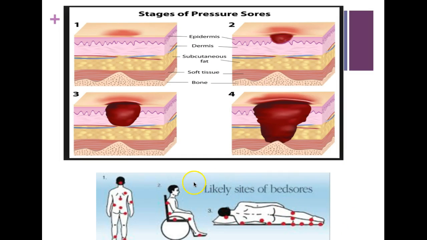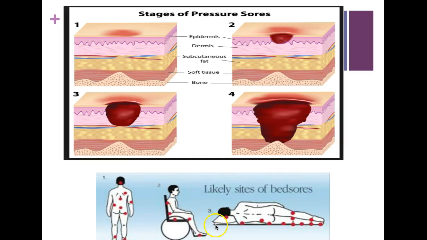Likely sites of bed sores are going to be in pressure points, areas with the most pressure. So here, the back of the head, when somebody's laying supine, which means they're laying on their back. Right here over the scapula, the elbows, certainly the sacrum and the hip area, and then back here, the heels.